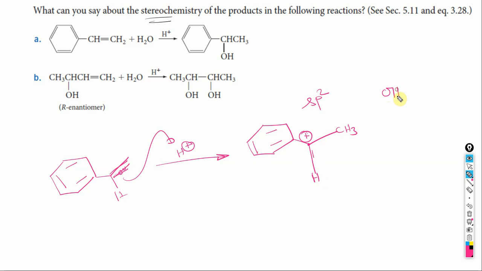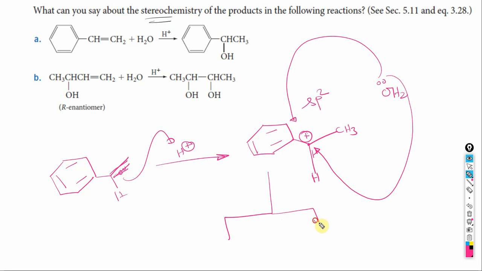And when water reacts as a nucleophile, and if you consider the whole molecule to be in the plane of the screen, then the hydroxyl group can attack this carbon center from behind the plane of the screen, or it can attack this carbon from the front of the plane of the screen, and based on that you will get both enantiomers. So you can either get that or you can get that.